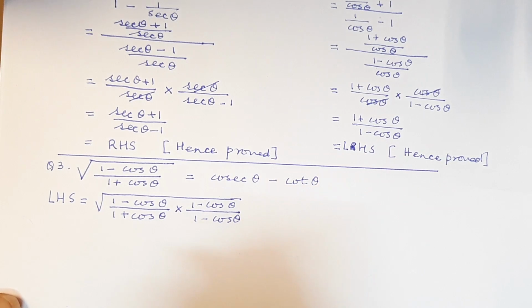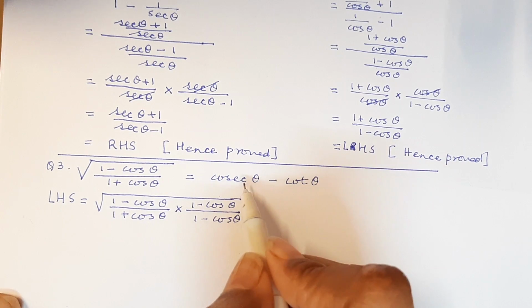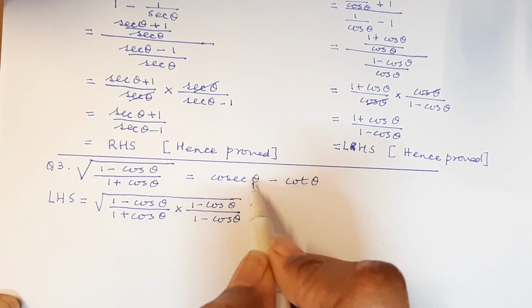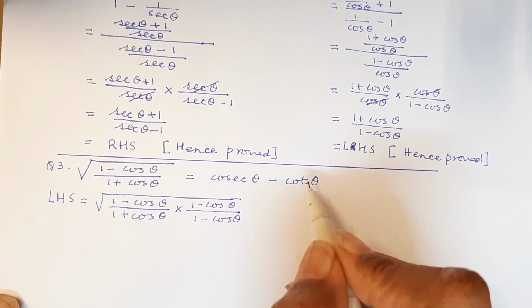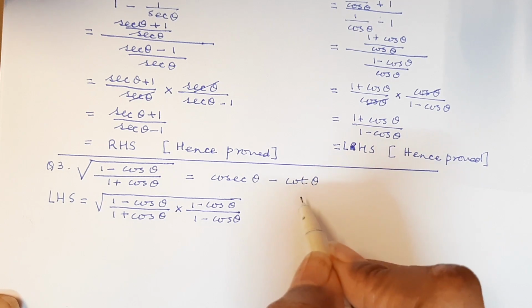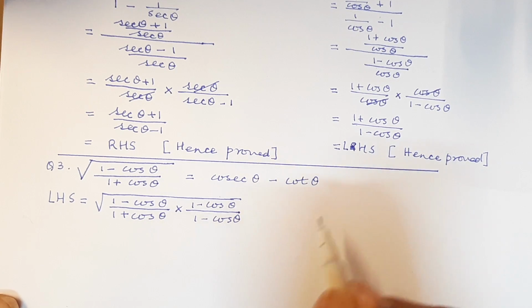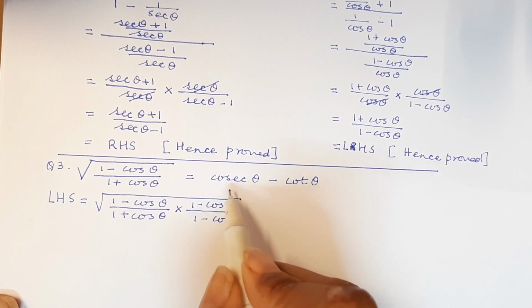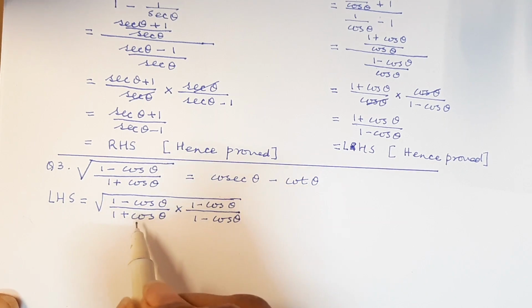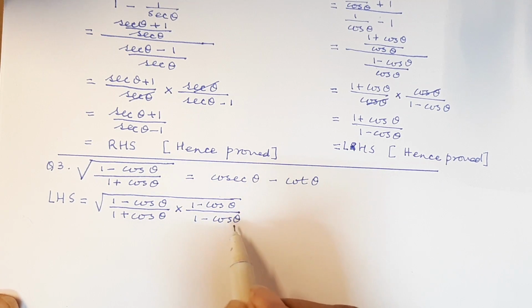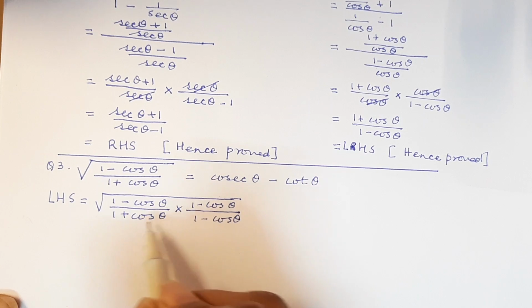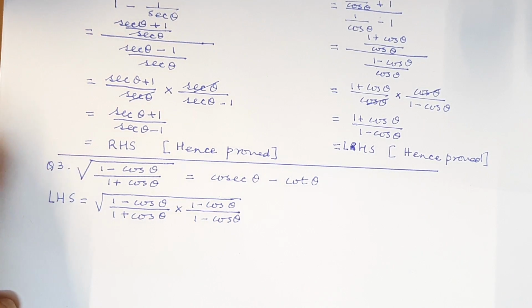Now what we are going to do is we are looking at the right hand side. Right hand side is cosec theta, which is 1 upon sin theta, minus cot theta, which is cos theta upon sin theta. Now, because we see in the denominator sin theta, I'm trying to get sin theta in the denominator. Now this is 1 plus cos theta. If I multiply this with 1 minus cos theta, then I'll get 1 minus cos square theta. Now what is 1 minus cos square theta?